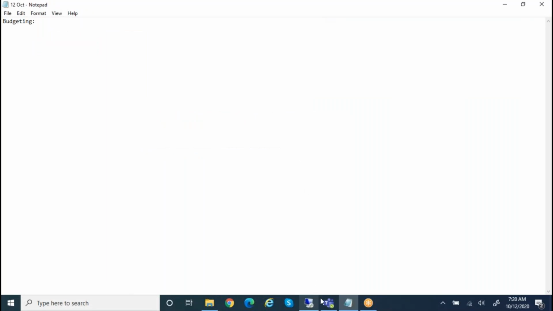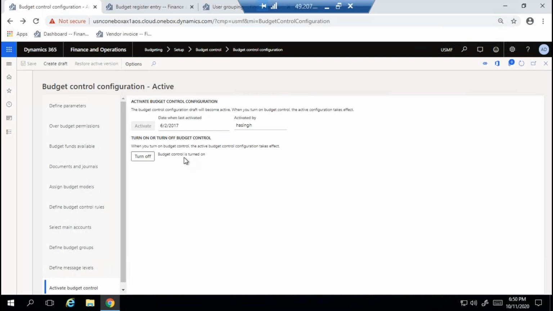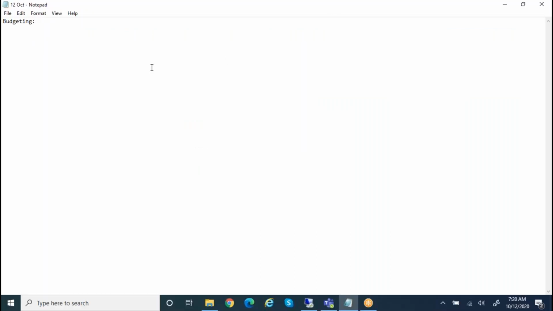Okay, fine. So when budget control is turned on, then you are going to use this budget. Budgeting is used for expenses. Usually we use budgeting for expenses. The reason behind it is that I want to control my expenditure. That is the reason I will use this budgeting module.